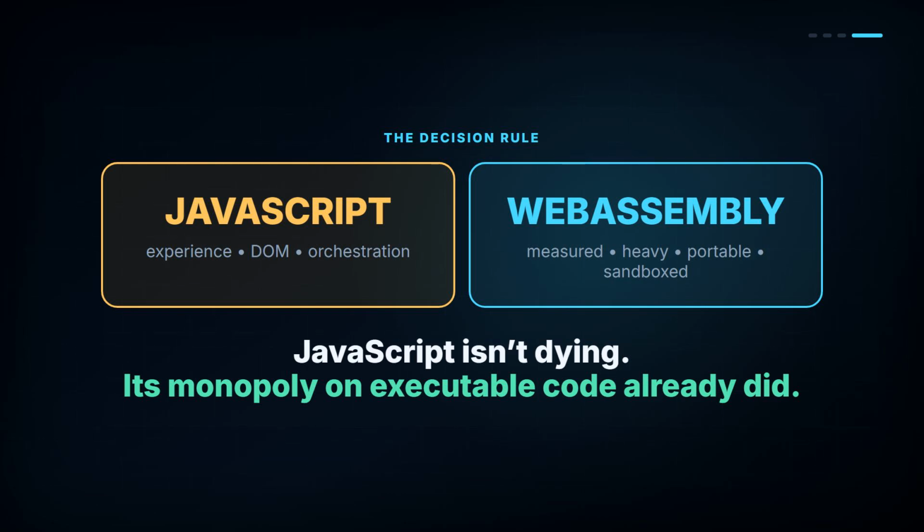JavaScript owns the experience. WebAssembly owns selected engines. WASI carries those engines beyond the browser. The component model lets them connect without pretending every language is the same. JavaScript is not dying. Its monopoly on executable code already did.